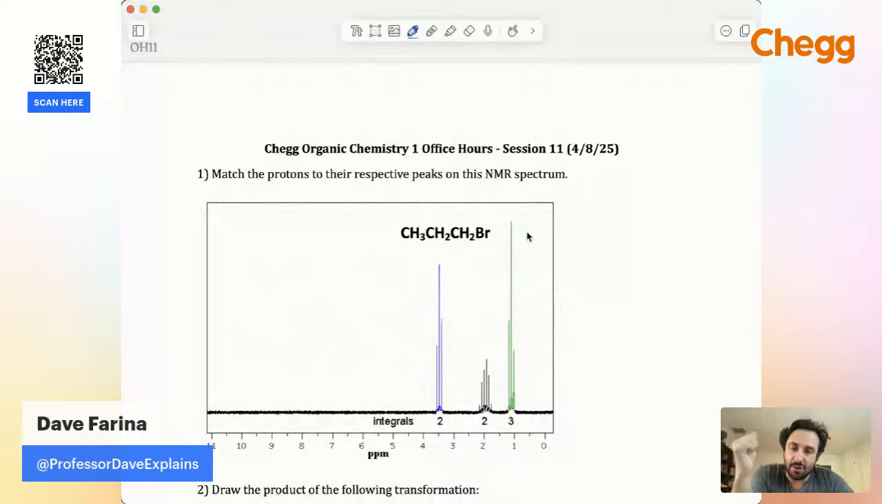And then the third would be the splitting pattern. You can see that these peaks are split up into groups of smaller peaks. This one looks like 3 little peaks. This is like 4 or 5. This is another 3. And so those are the 3 criteria that we're looking at: chemical shift, integration, and splitting patterns.